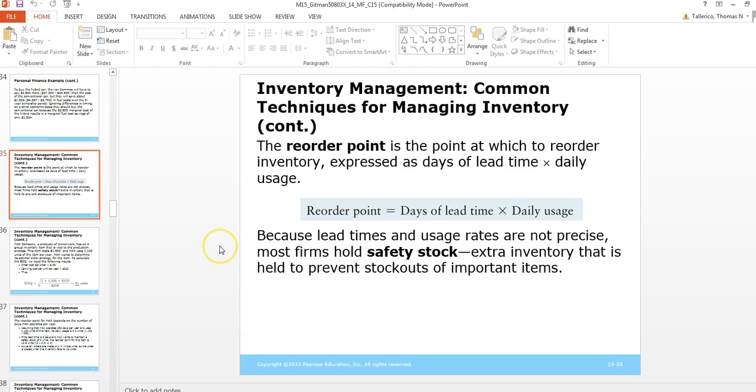So good morning, everybody. I just want to cover some more topics in chapter 15, and I'm basically on slide 35, and we may have covered this already, but the reorder point is basically the point where you want to make sure you don't have any stock outs, right? You have a safety stock of items, and it's the number of days of lead time times the daily usage. So you want to make sure you don't run out, right? This is the point where you reorder inventory, and it's important to know that day.